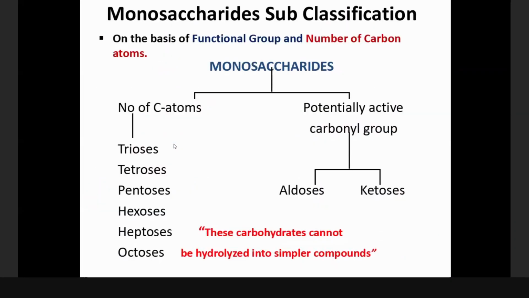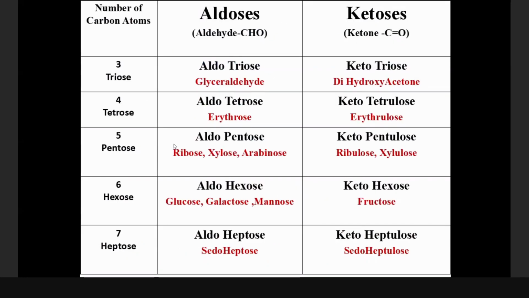When you see monosaccharide subclassification, based on the number of carbon atoms, it can be triose, tetrose, pentose, hexose, and so on. Based on their functional group, it may be an aldose or ketose. These are some examples of aldose and ketose. Glucose and galactose are hexoses with the same chemical formula, C6H12O6, but fructose is a ketose. Glucose, galactose, and mannose are aldoses since they have an aldehyde functional group.